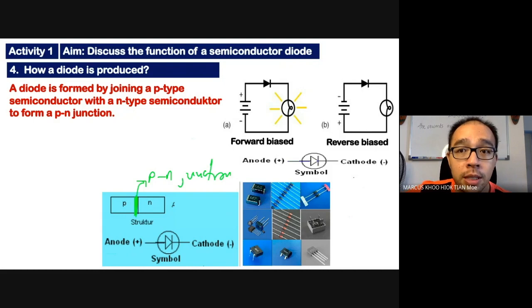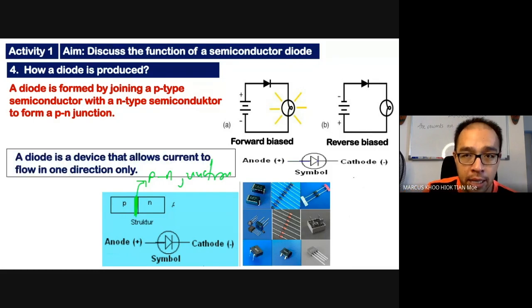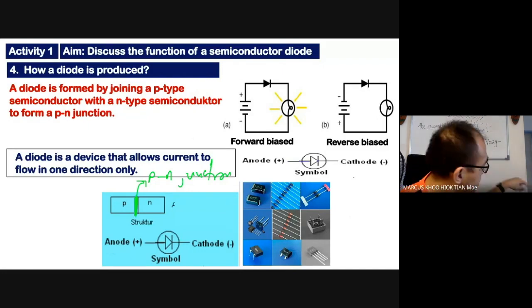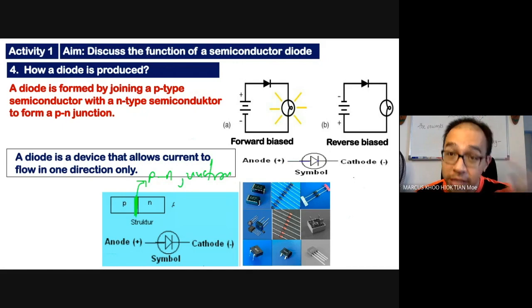Okay, so this is actually a diode, and as we said just now, a diode is a device that allows the current to flow in one direction only. Sorry, I need to check something. All right, that's why I mentioned just now.